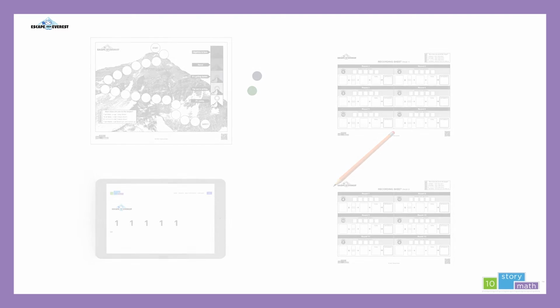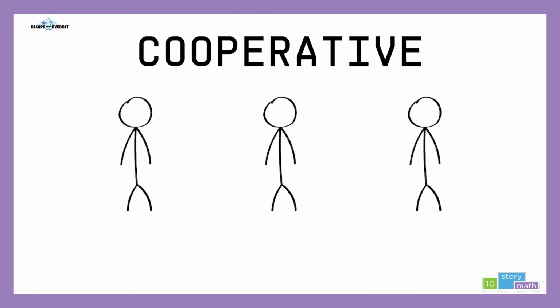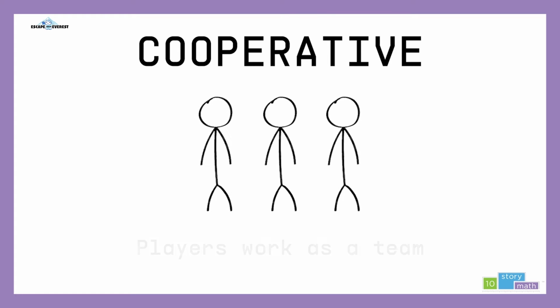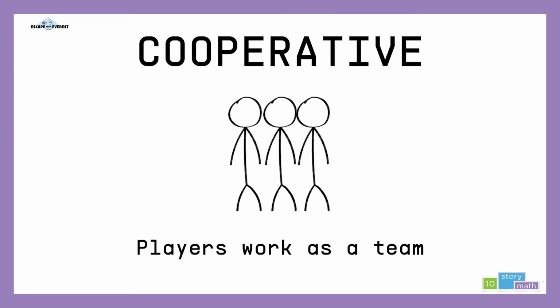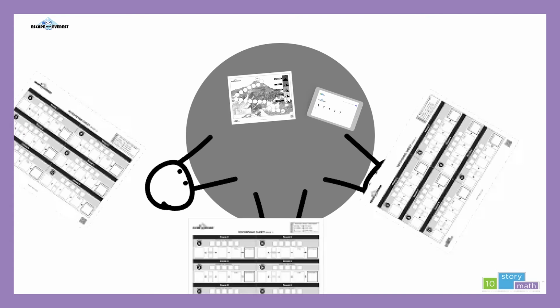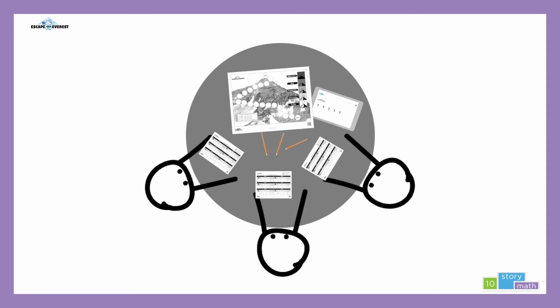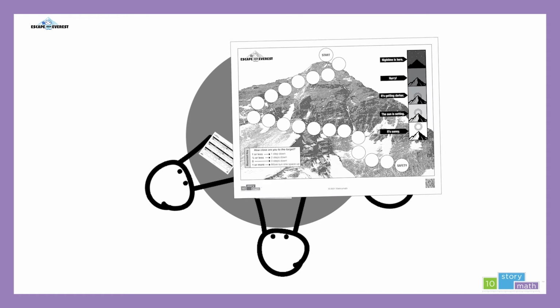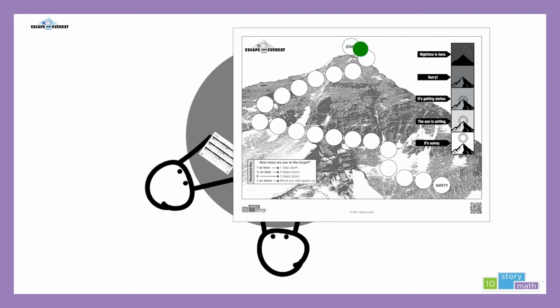Escape from Everest is a cooperative game, meaning if there's more than one player, all players will work together to escape the mountain. When your team is ready to begin playing, find an area where you can all sit together. Place the game board on the table. You will need a device open to the page with the number generator. Each player will also need their own recording sheet and a pencil. Your team's objective in Escape from Everest is to get down the mountain before it's nighttime and the snow monster awakes.